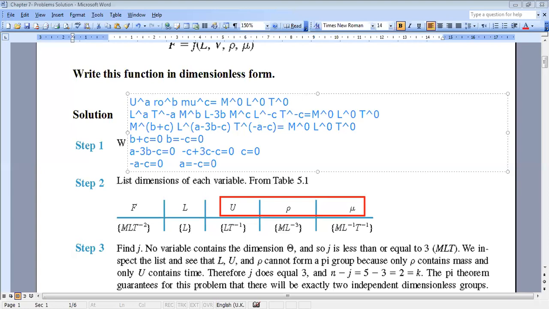What does this mean? This means that I cannot find coefficients A, B, C in a way to form a group. Okay? So U, rho, and mu cannot form a group. But as you can see here, I needed to do a calculation to verify this. So sometimes just from looking at our variables, we can determine the easiest 3 variables that cannot form a group.